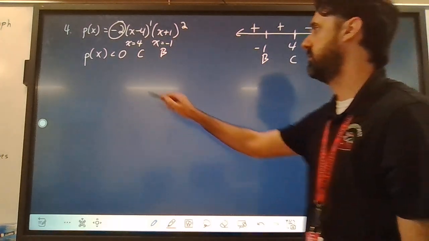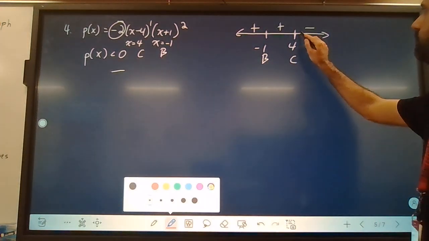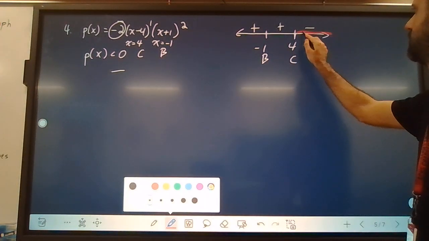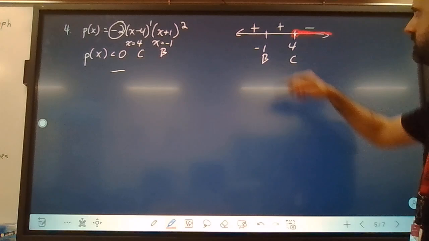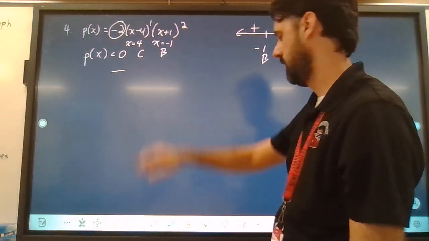Okay, but now we're looking for less than 0. So where's it negative? Well, it's negative over here. But we're going to exclude that point, right? Because at this point, the graph is actually at 0. That's why we found the zeros at the beginning.